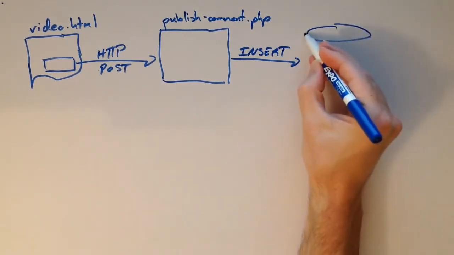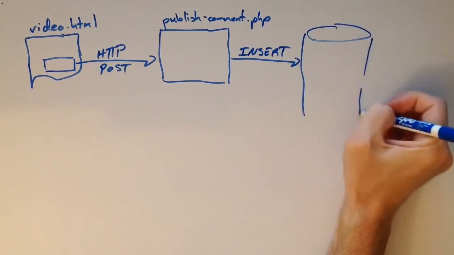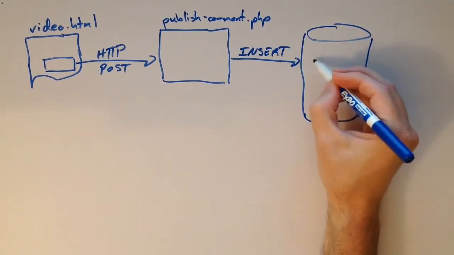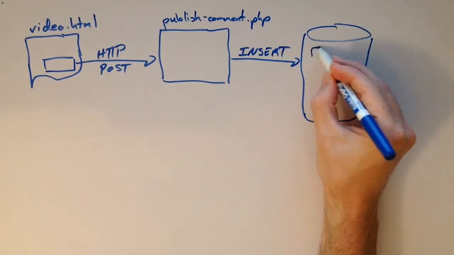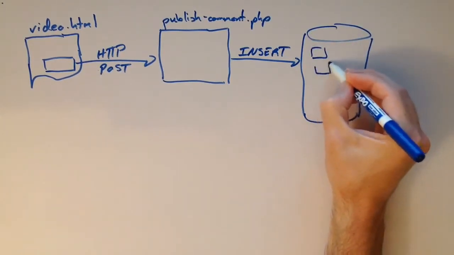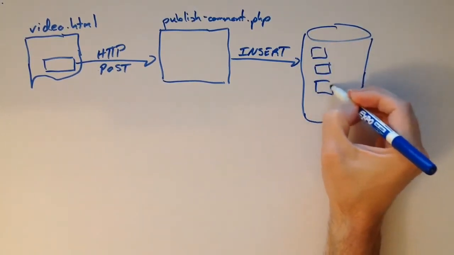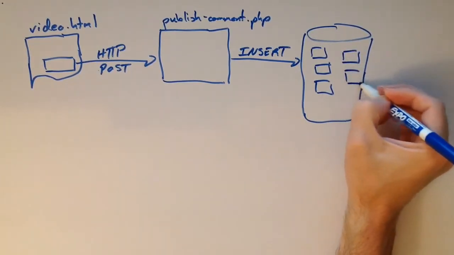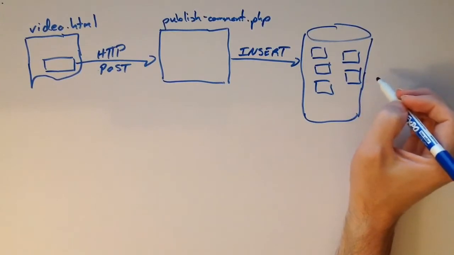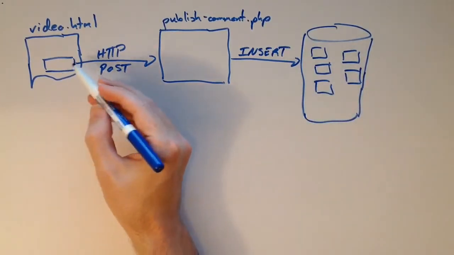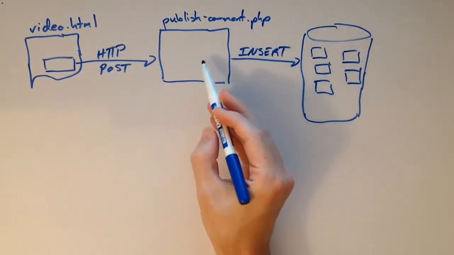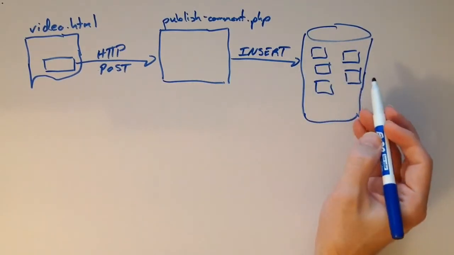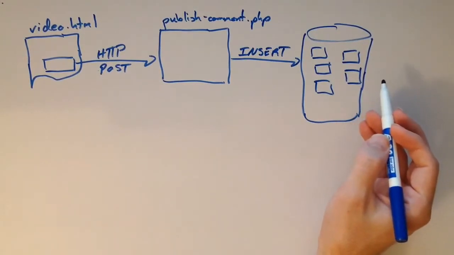And databases are generally drawn like this. It's a cylinder. And inside the database, I created 5 different tables. One of them is the comment table. But I'll just do a simple example where you just have a comment and you send it to publish-comment.php, and I'll just write the comment to the comment table.